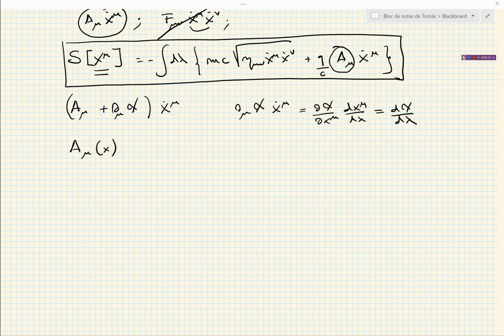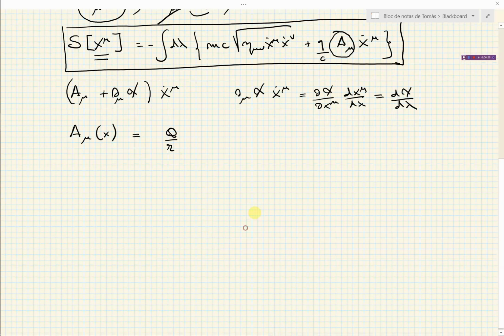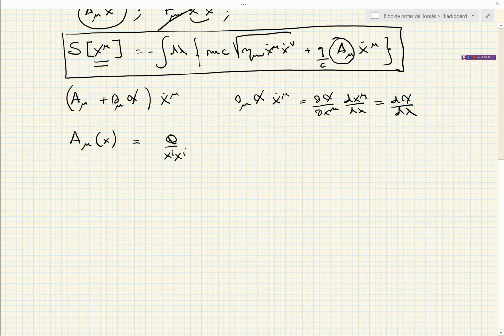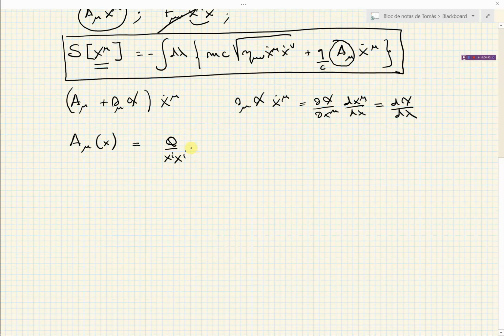For instance, if this is the electrostatic field produced by a charge capital Q placed at the origin, this will be Q divided by R, or if you want to use Cartesian coordinates, the square root of x i x i. And this is only the zeroth component. So only when mu is 0 does this give you something, and the rest of the components are 0. So this is the Coulomb field.